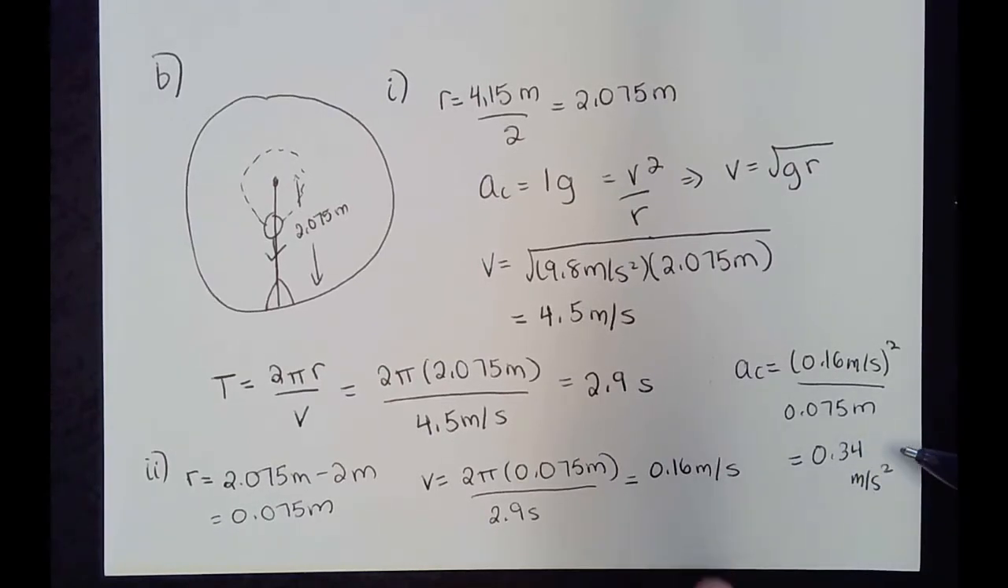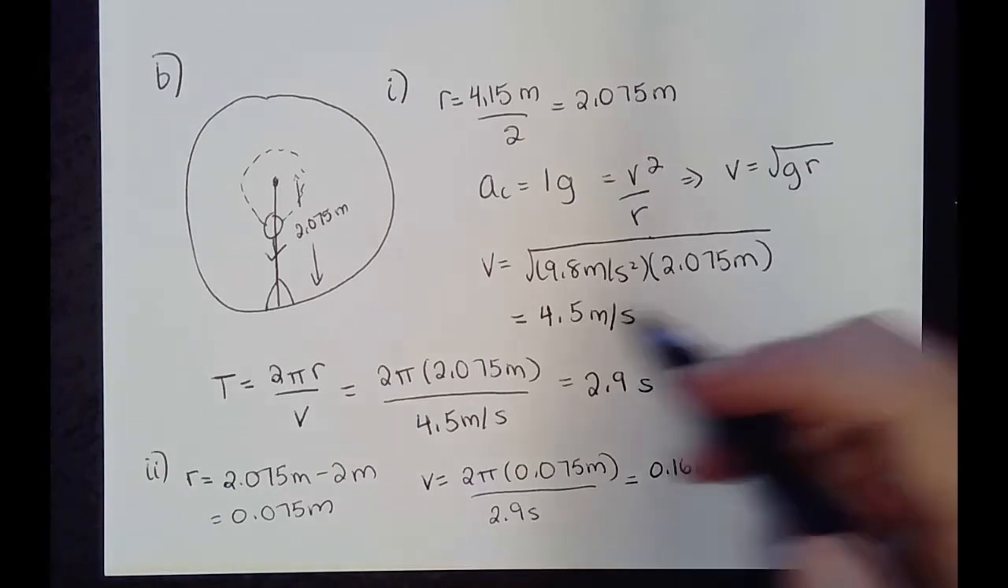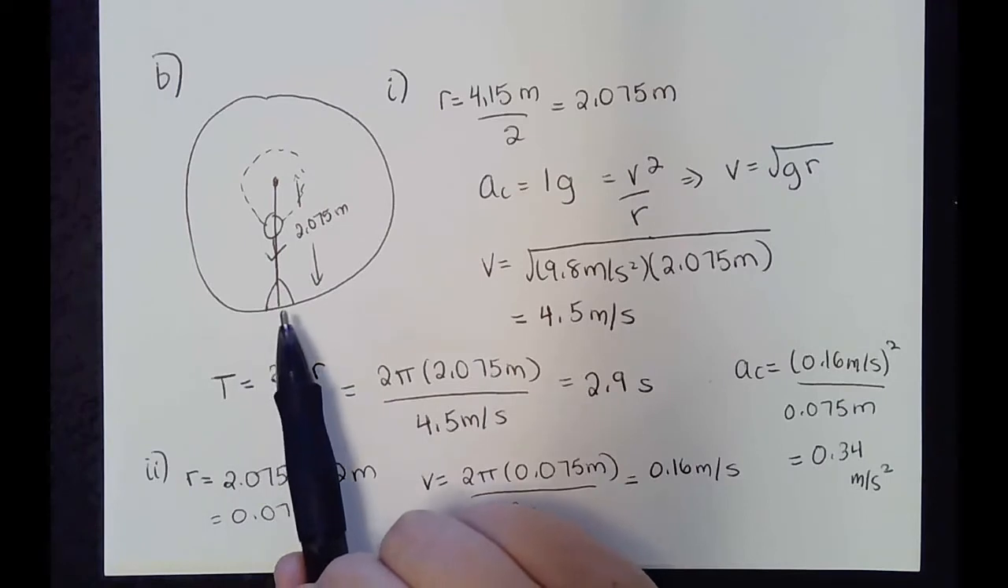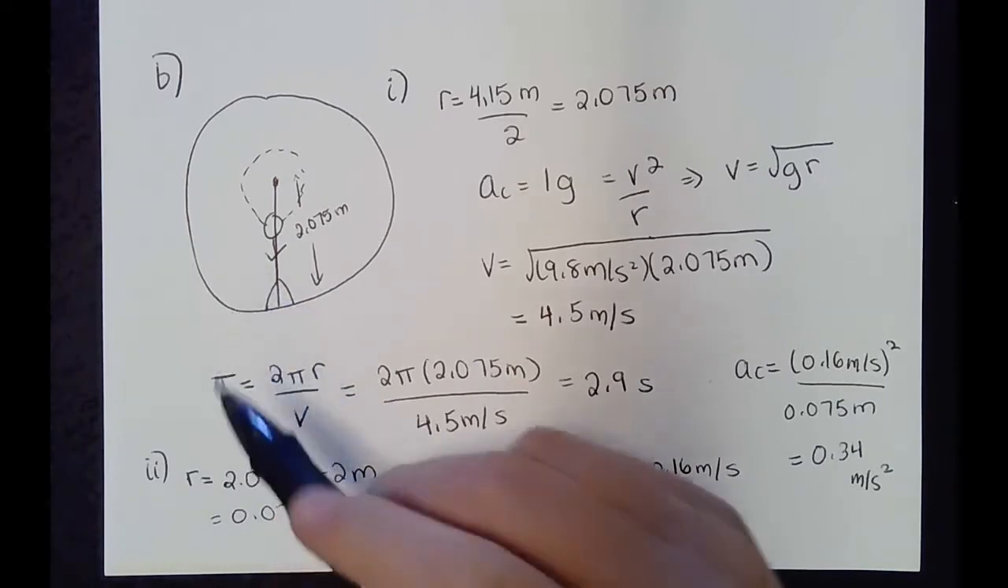So that's a big problem with this method of artificial gravity, especially for a smaller radius space station, right? There would be a significantly different acceleration felt at the person's feet and at the person's head.